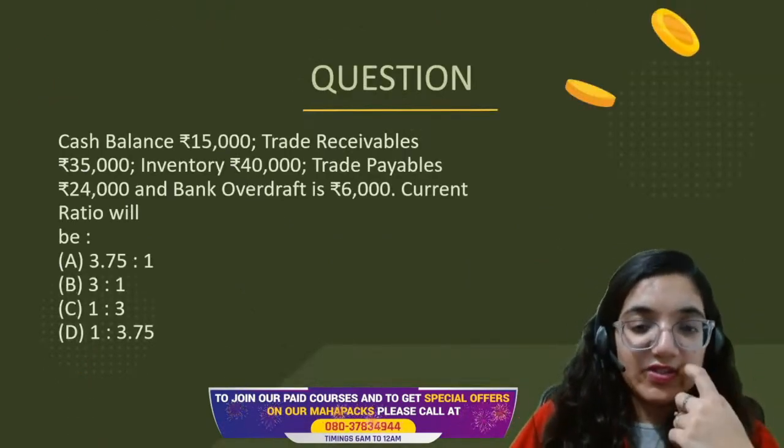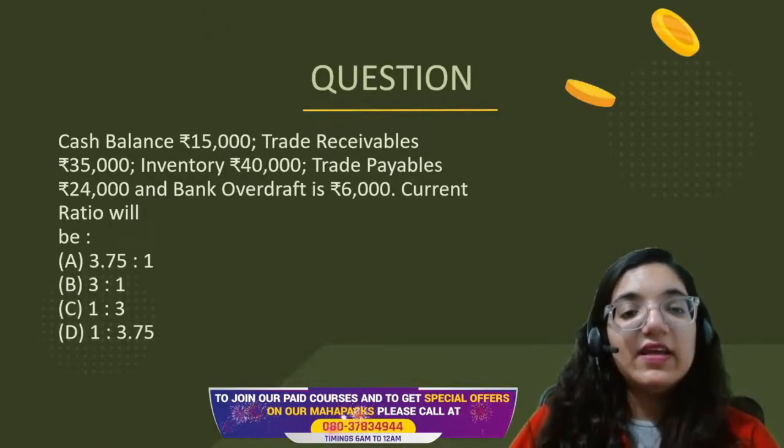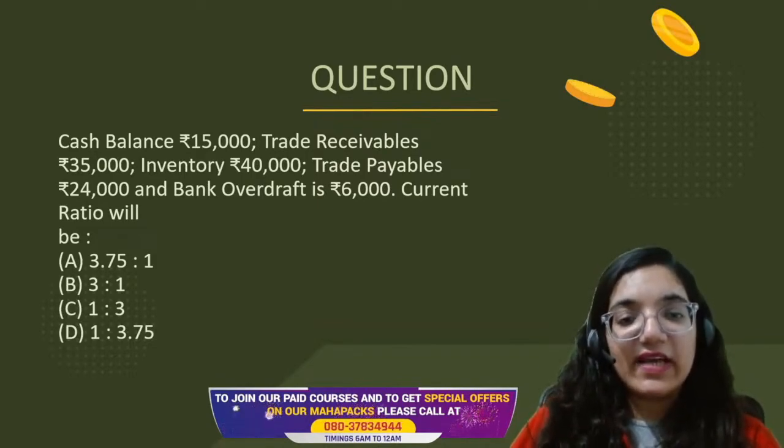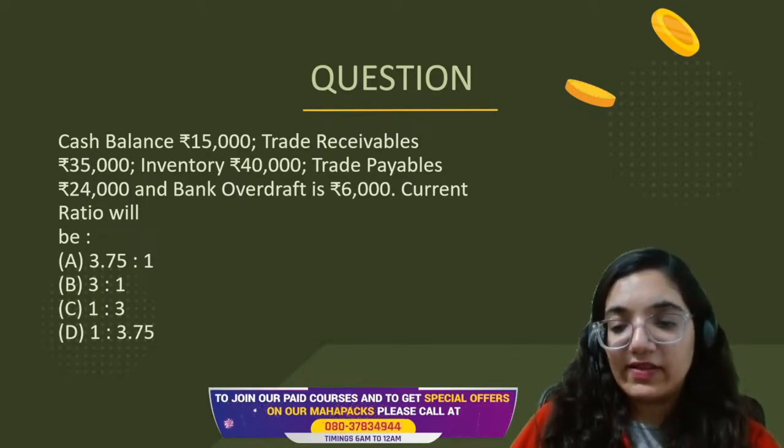Here comes the first question, that is a numerical based question. Cash balance is given, trade receivables are given, then we are given inventory, then we are given trade payables and bank OD along with current ratio. You have to find the current ratio there.